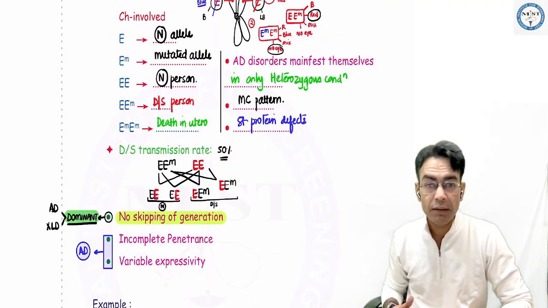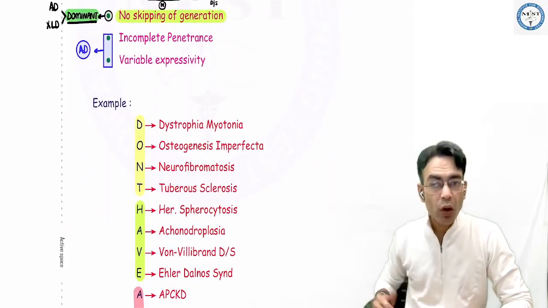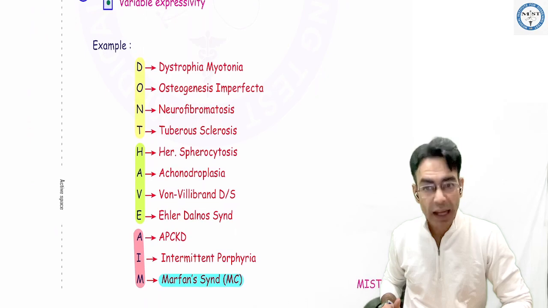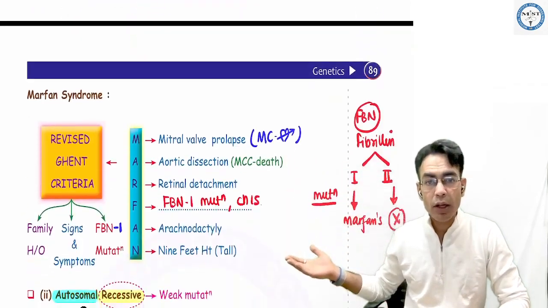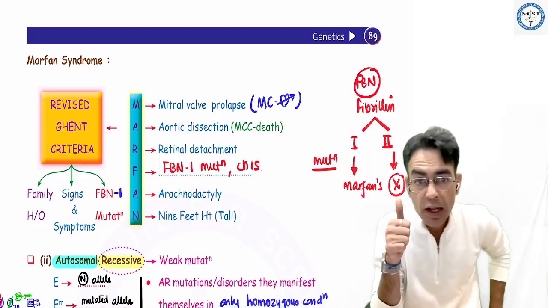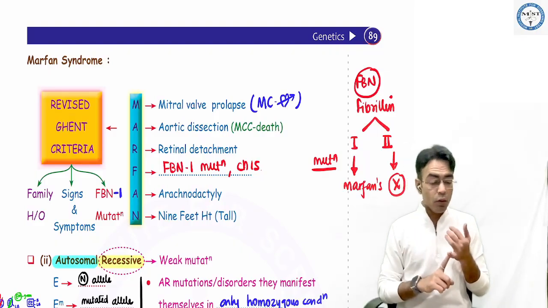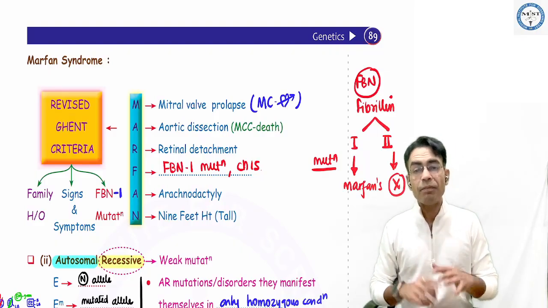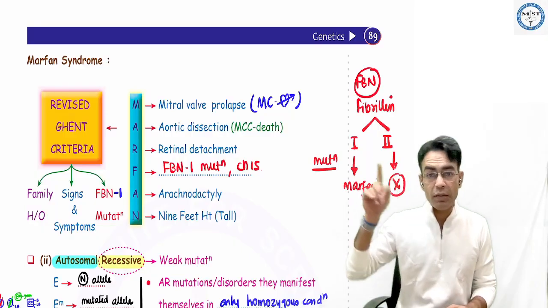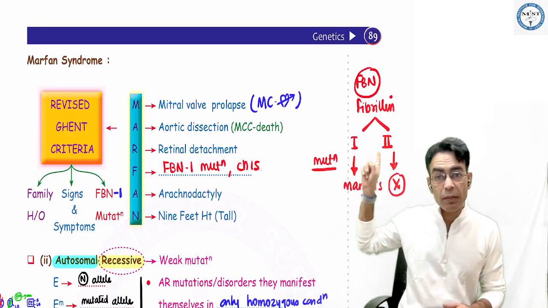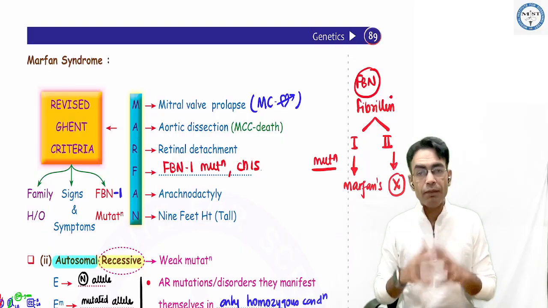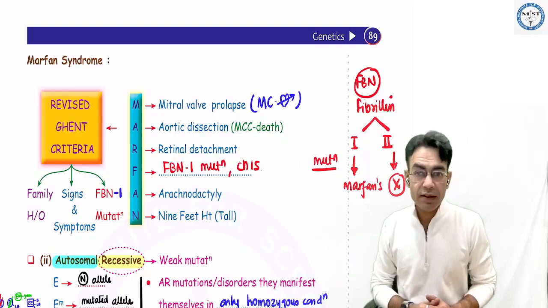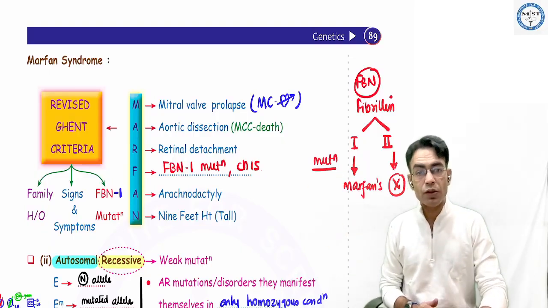So, variable expressivity. The example of autosomal dominant is Marfan's, so you have to learn it. Most common is Marfan's. Most common problem with Marfan is mitral valve prolapse. Most common cause of death is aortic dissection, also retinal detachment. Fibrillin 1 gene mutation will cause Marfan. Fibrillin 2 never causes a disease. They are tall. And the revised Ghent criteria is the criteria by which we diagnose Marfan syndrome.